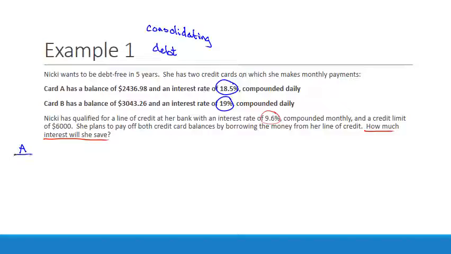Card A. And hopefully I have enough room. I have another screen ready if I need more room. But we're dealing with credit cards, so once again, we can get right into our graphing calculator, or that's what we're using in this class, a TVM, time value of money calculator.